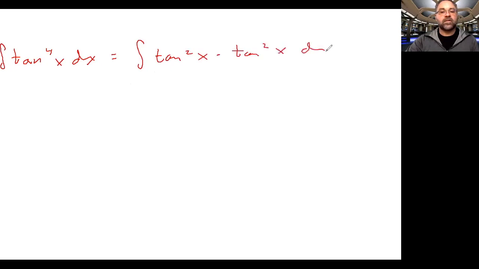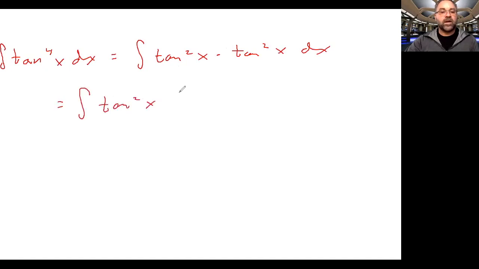So I want to hit another one here. This one is just tangent to the 4th, and so what happens when we have tangent with an even power all by itself? You convert a tangent squared into the secants. And so this is tangent squared x times tangent squared x dx. And so let's convert a tangent squared into a secant squared minus 1, right?